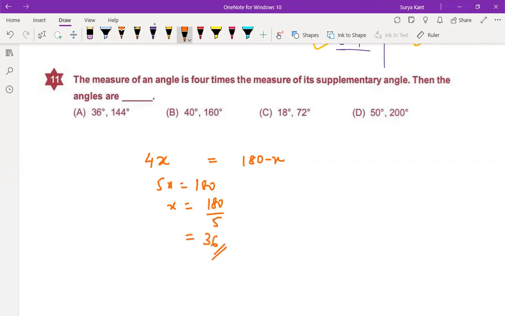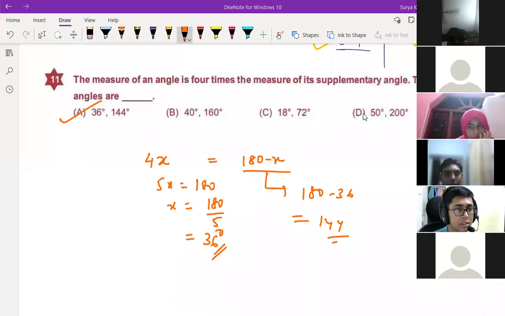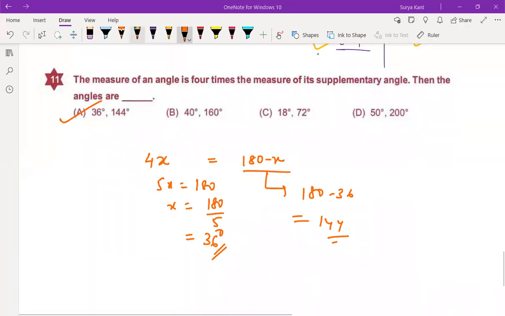36 degrees is the first answer for x. And obviously 180 minus x, you can put the value. 180 minus 36 is nothing but 144. Is it clear, children, to everyone? Yes, sir. If we put 4x there, then the answer will become 144, and after we subtract, it will become 36. Same thing. Here we don't know which is greater, x or 180 minus x.